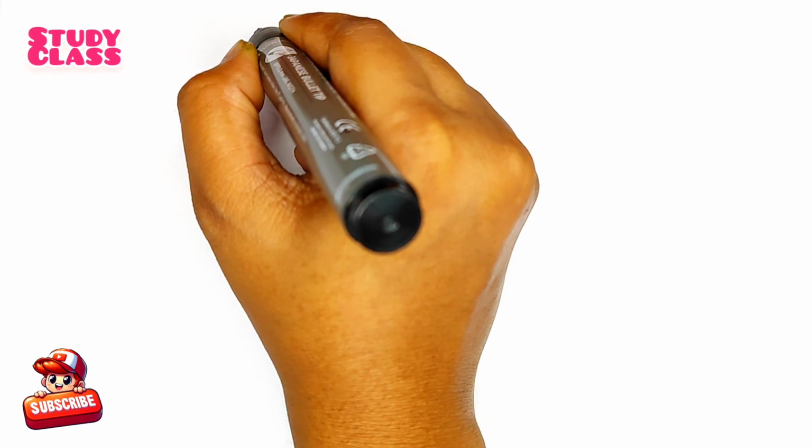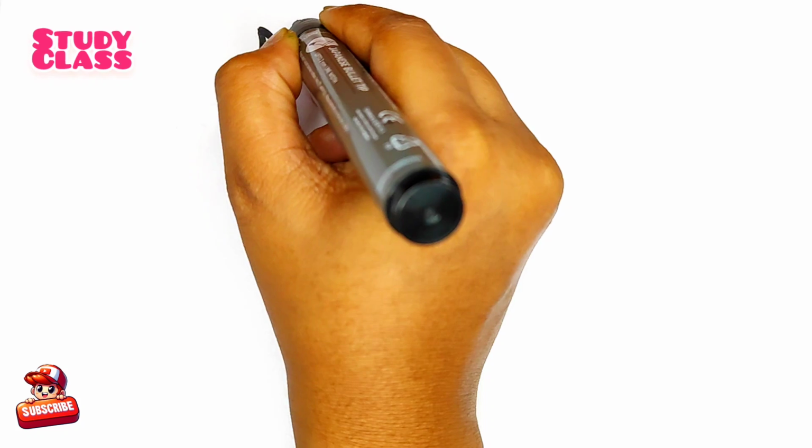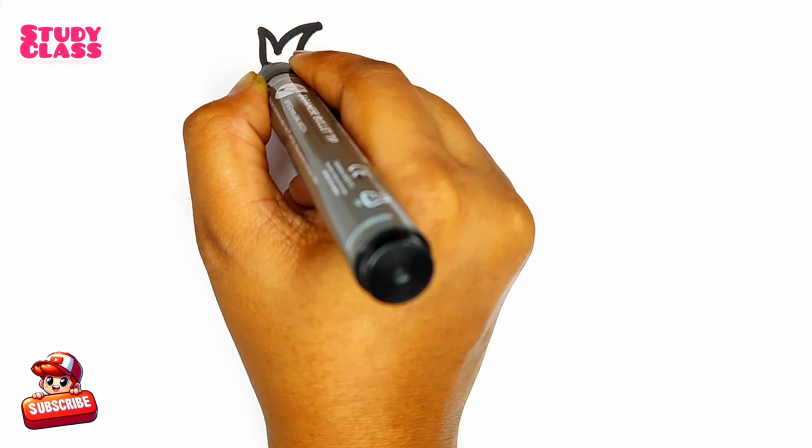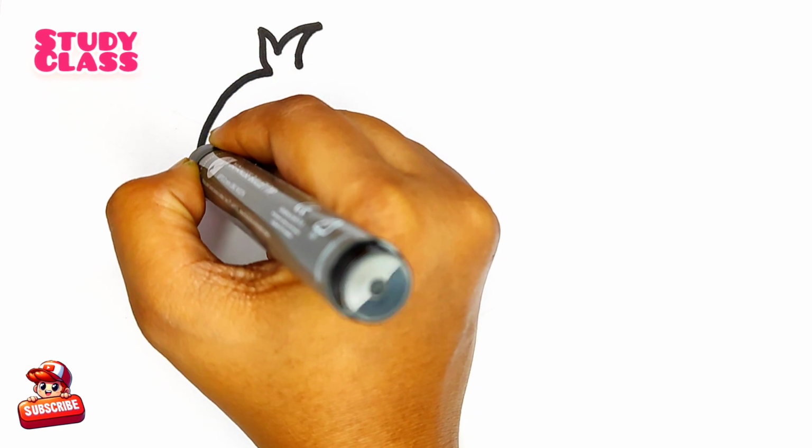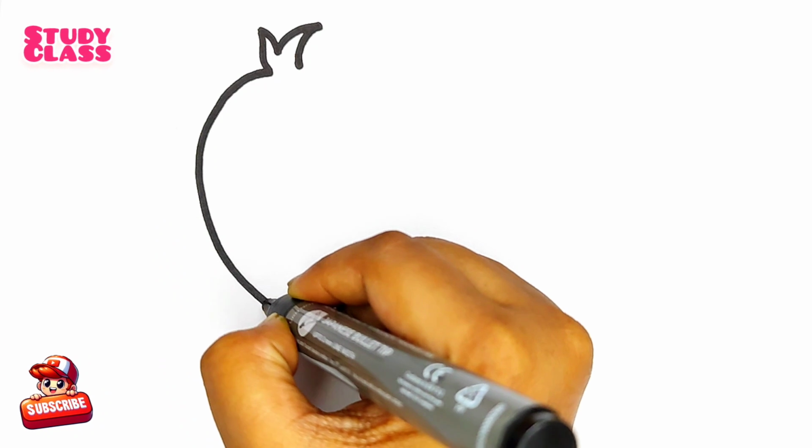At first, we took a black marker. We start the drawing with a big curve. Here we draw the lower body part.